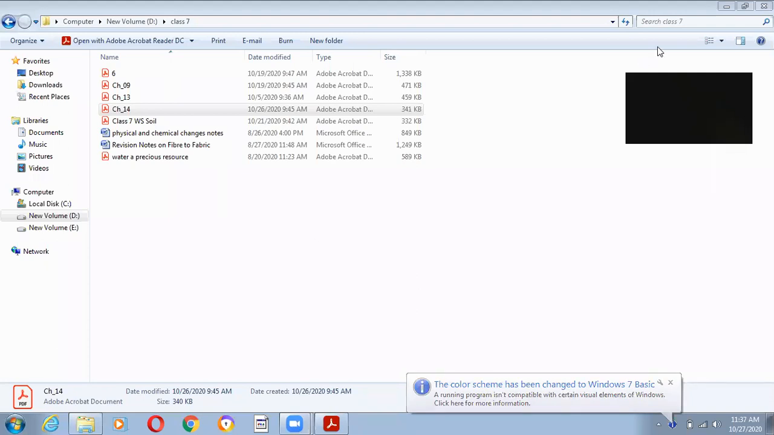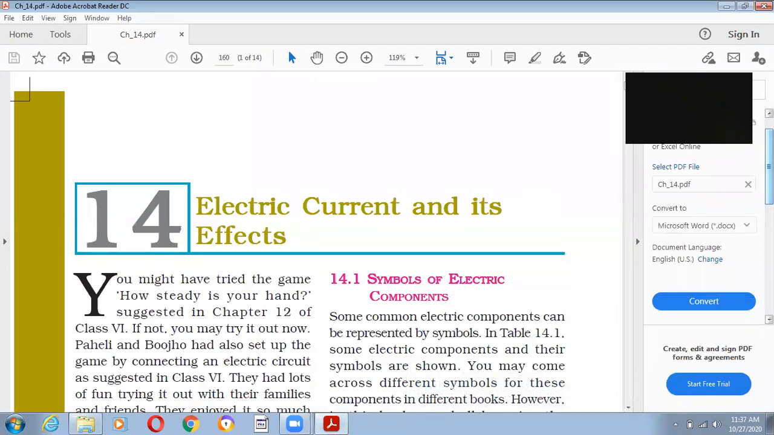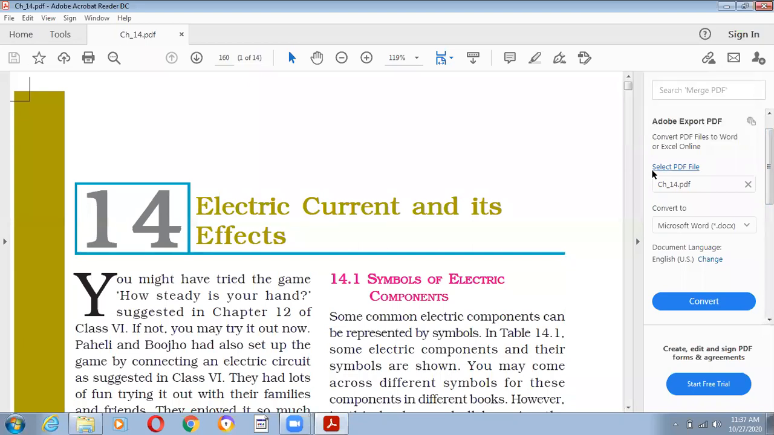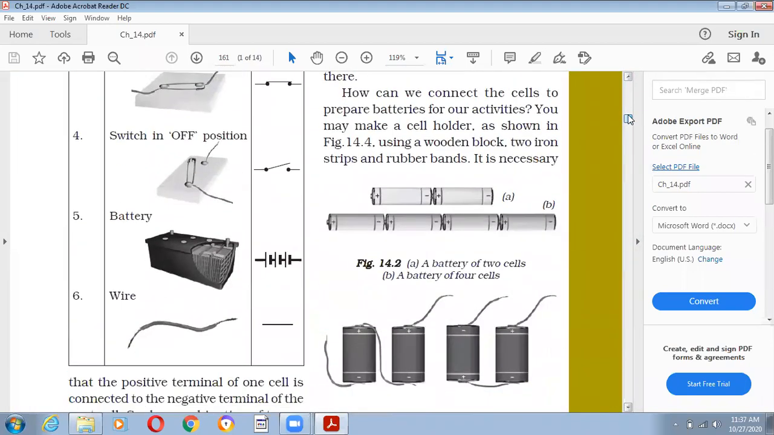So hello everyone. Today we are going to discuss chapter 14, that is electric current and its effects, lecture 2. In lecture 1 we have already discussed the symbols, electric components, open and closed circuit. These are the components which we have discussed.